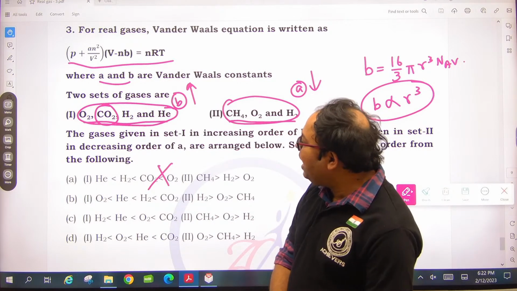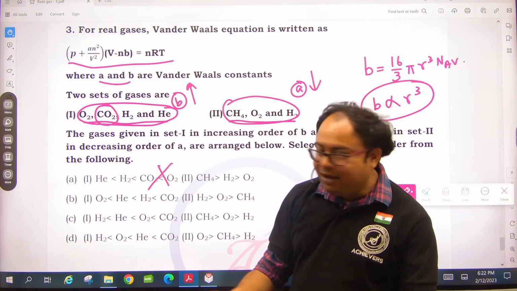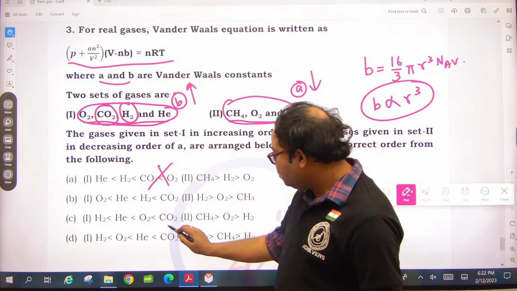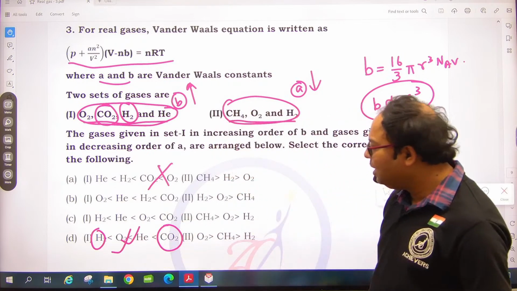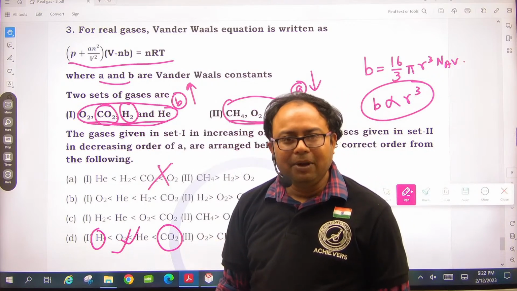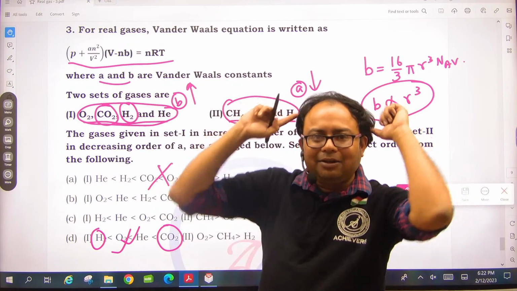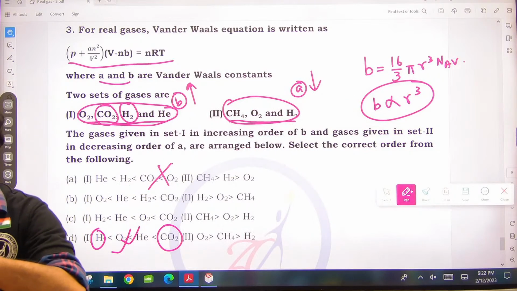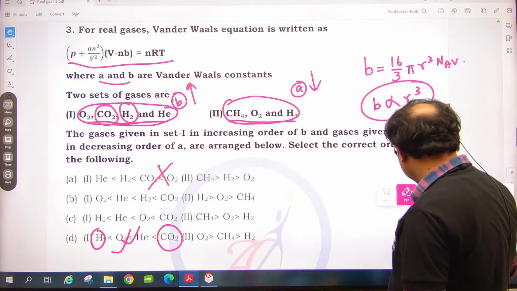And which will have the lowest value of B? Hydrogen, because hydrogen is the smallest molecule. So carbon dioxide is highest, hydrogen is lowest. So this is the correct option. You don't have to look into set 2 at all, because set 1 is giving you the correct option. So you can solve problems by the elimination method, and you can save your time. Okay. So this is how we'll solve the problems.